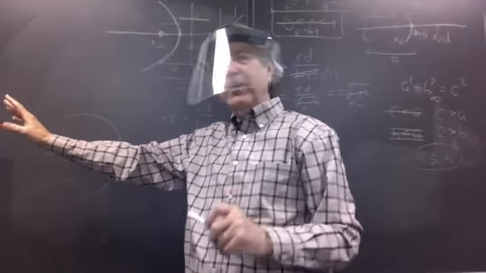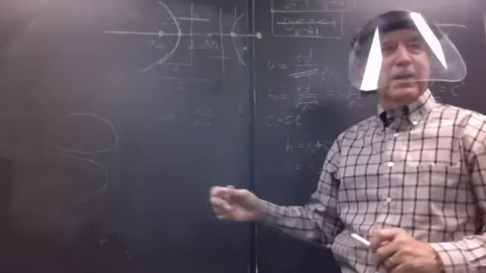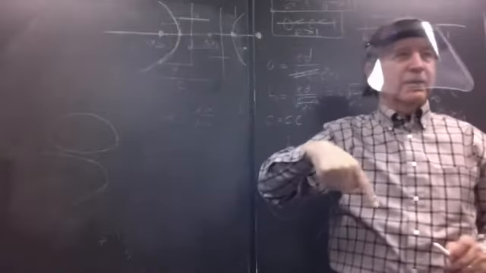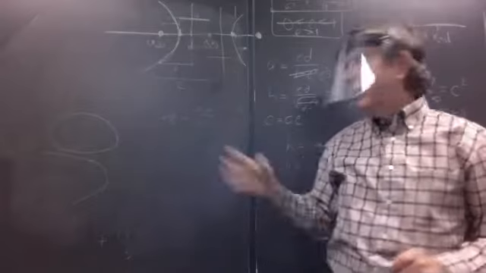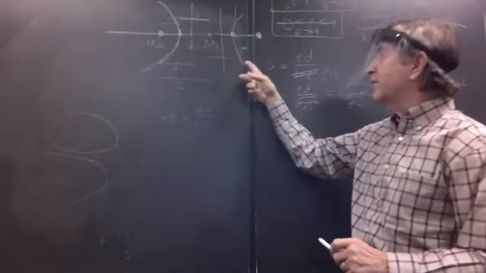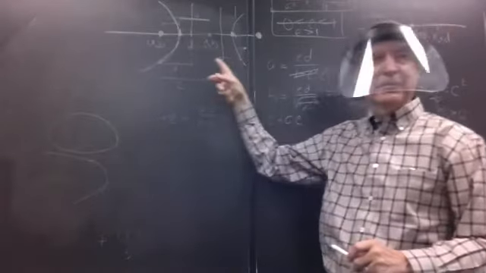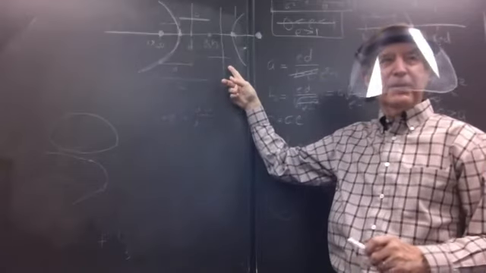And in the hyperbola case, it comes back around. It's like going around a circle this way, because the graph comes back. You can think of this as the other half of the ellipse, if you want to.